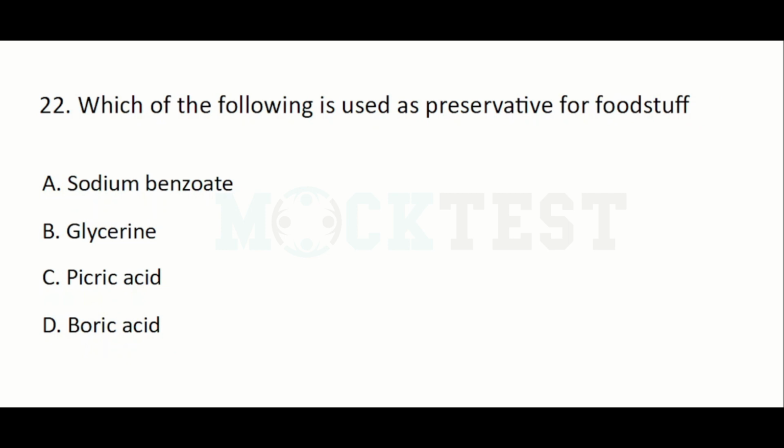Next question. Which of the following is used as preservative for foodstuff? Option A, sodium benzoate. Option B, glycerin. Option C, picric acid. Option D, boric acid. Option A, sodium benzoate. Sodium benzoate is used as preservative for foodstuff.